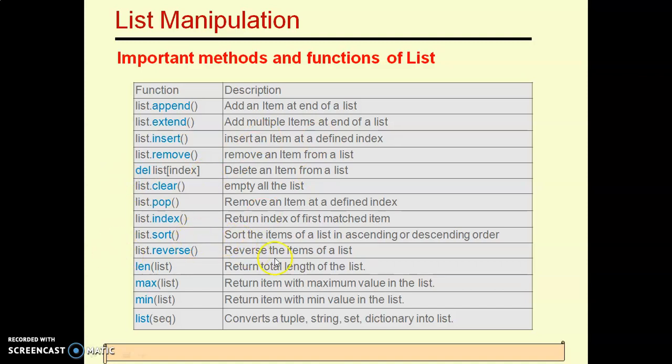List dot reverse is very important because it will reverse the items of a list. Remember, it will not return a new list. If you have lst equal to 1, 2, 3, 4, the elements will become 4, 3, 2, 1. Now the length function calculates the length of the list, meaning it returns the number of elements in a particular list. Now max of list returns the item with the maximum value in the list. Min of list returns the item with the minimum value in the list. List of sequence converts a tuple, string, set or dictionary into a list.